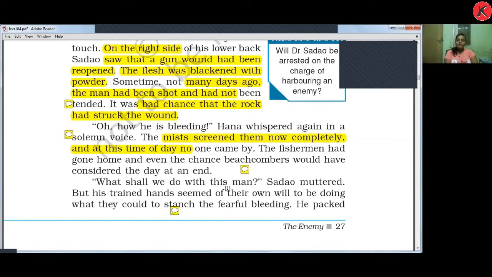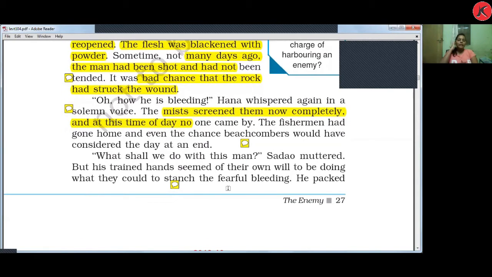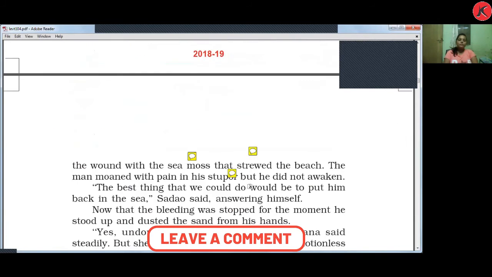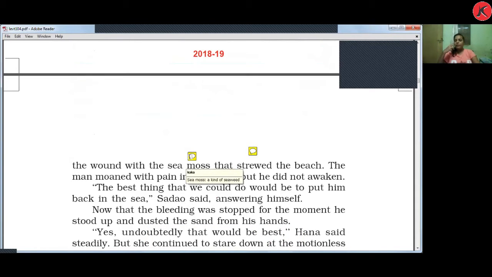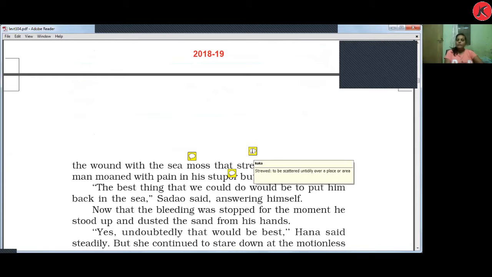What shall we do with this man? So he muttered, he was saying, what shall we do with this man? But his trained hands seemed of their own will to be doing what they could, to stanch the fearful bleeding. Because he has very trained hands, and they know what to do to stop this flow of blood. He packed the wound with the sea moss. Sea moss is one kind of seaweed that strewed the beach, that you can find scattered untidily over an area at a beach. So he took that sea moss, one type of plant, and put it in the wound.